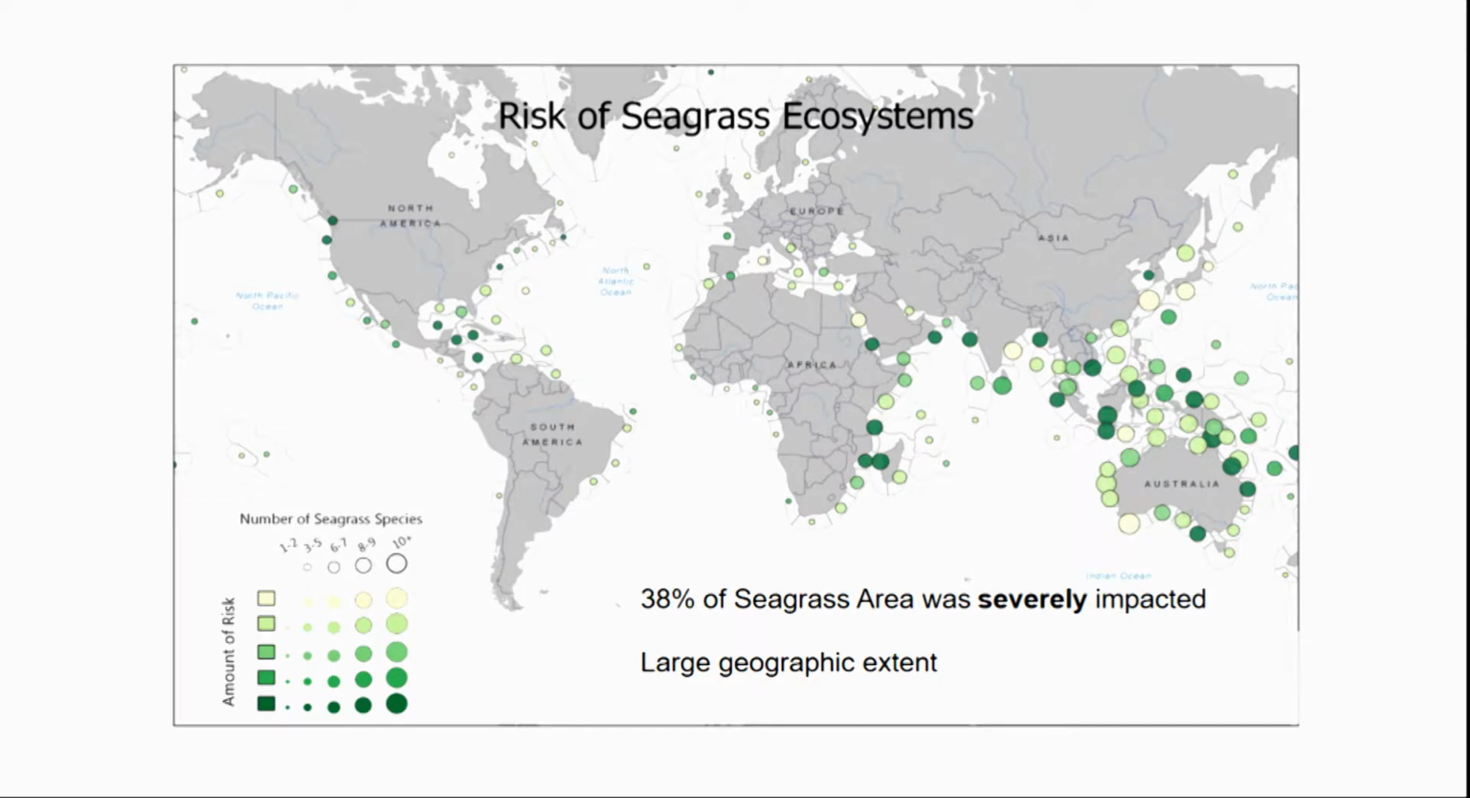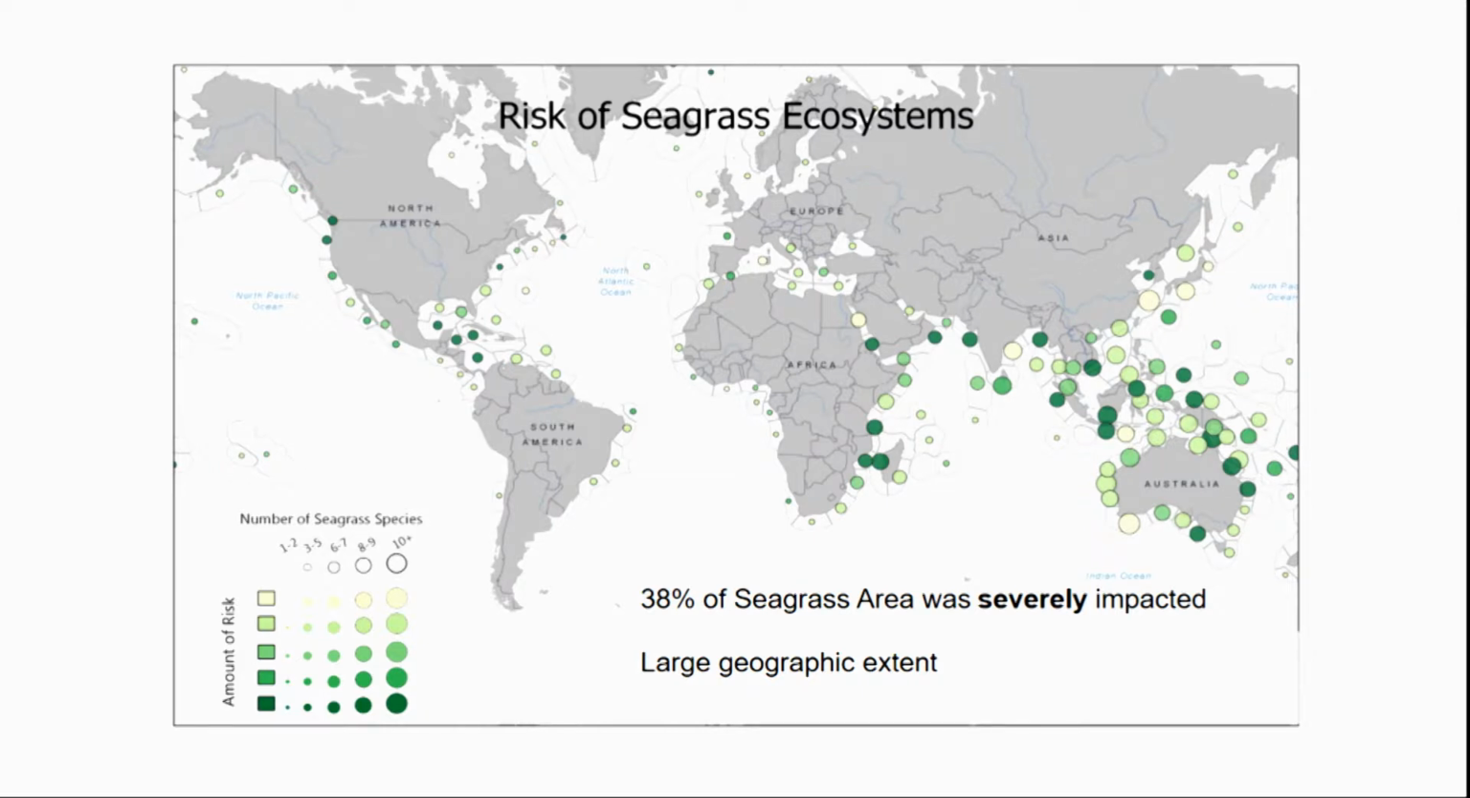So first, we're going to look at seagrasses. And to explain the symbology, the color of the circle is darkest being highest risk, lightest being lowest risk. The size of the circle is how many species of that ecology are present. So seagrasses, 38%, according to my analysis, were severely impacted. That's a risk score of 5, the highest score you could get. Seagrasses were unique to mangroves and corals because they were so large in geographic extent.